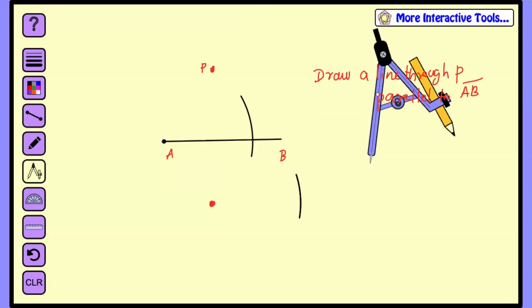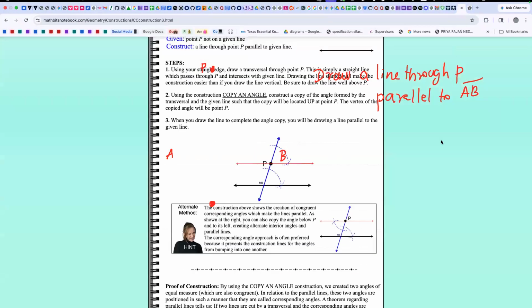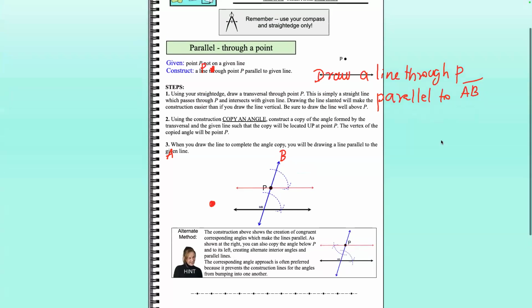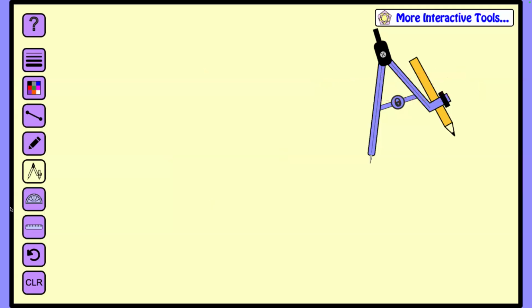Yeah, one second, guys. See, through a point on the line means it will come, but one second, give me a minute. I need to check the steps. Oh, okay, makes sense. I missed a step. Let me clear out all this. Hold on.